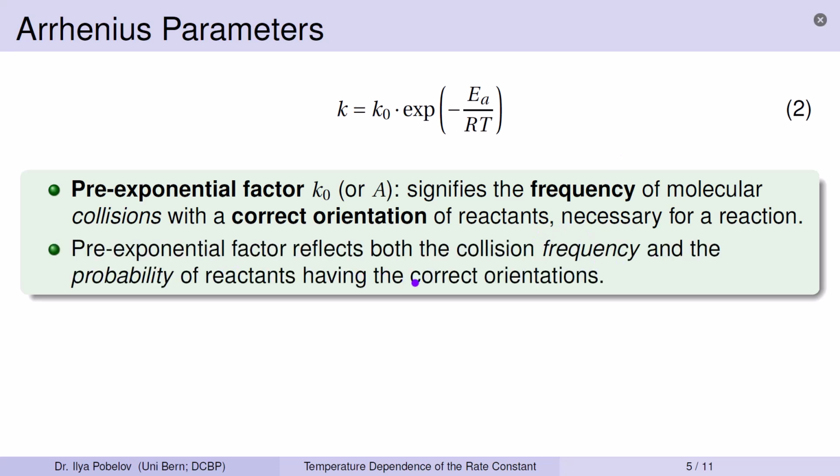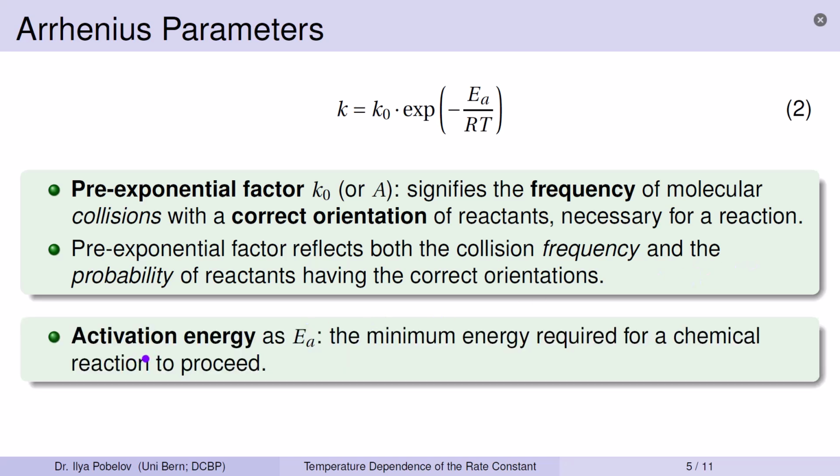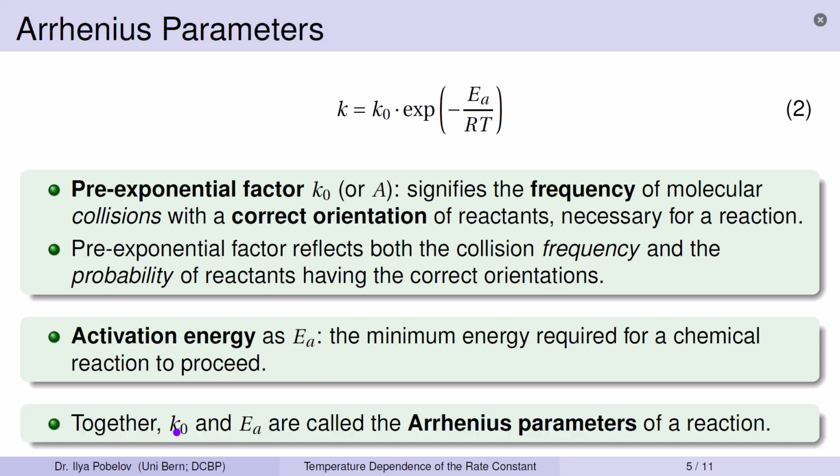It reflects both the collision frequency and the probability of reactants having the correct orientations, which is crucial for initiating the reaction. The activation energy, denoted as EA, represents the minimum energy required for a chemical reaction to proceed. Together, the pre-exponential factor and the activation energy are called the Arrhenius parameters of a reaction.